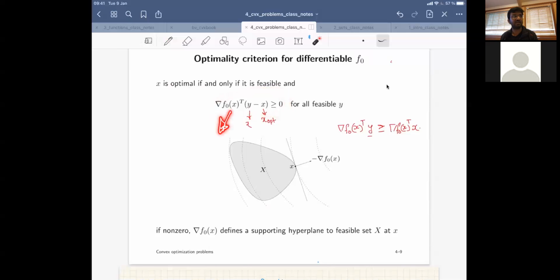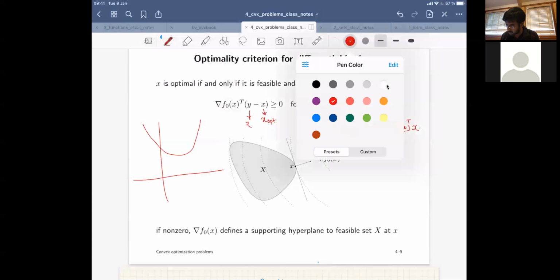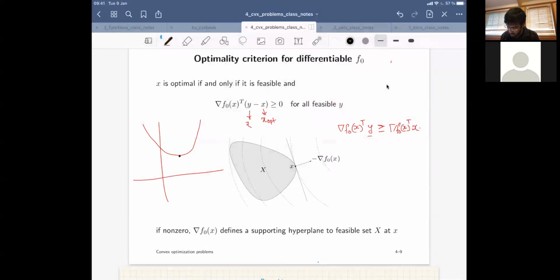So what I'm saying is, if the gradient is zero, what is the meaning of this inequality? The point is, there we were not considering any constraints. That is important. So for example, you have a function like this, an unconstrained problem. You are asked to minimize this. So the minimum point will be here, and the tangent will have a zero slope here.